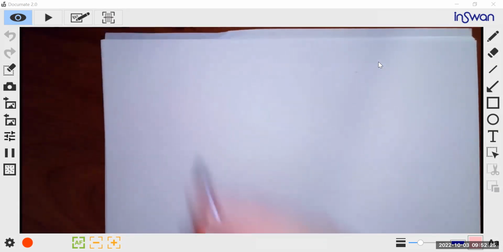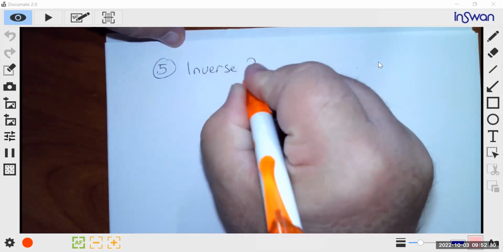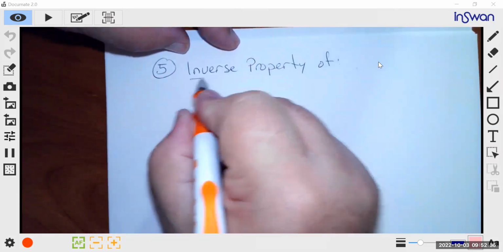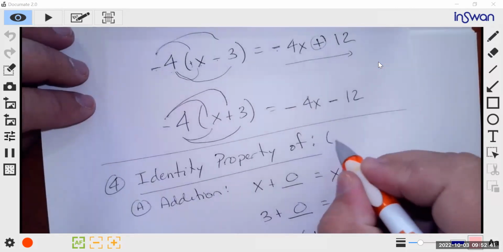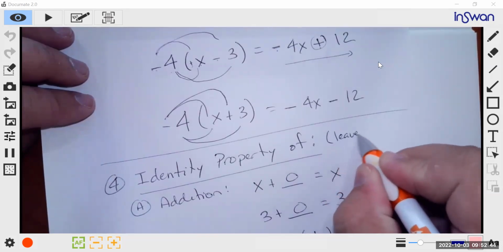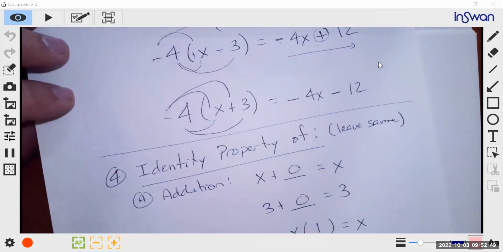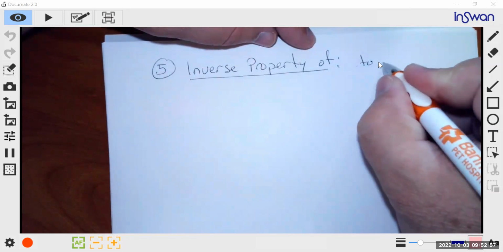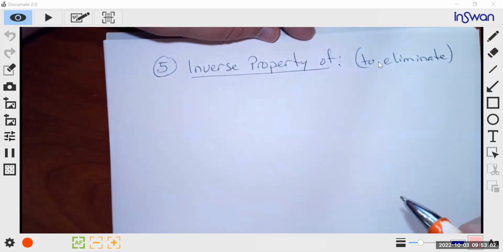Now the inverse property. So the identity property is leave the same. That's what the identity property is. What do I have to multiply or add to so it doesn't change the number? The inverse property, we're trying to eliminate. It's the opposite.